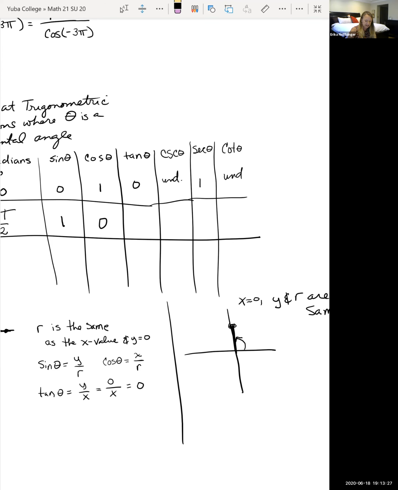Tangent is opposite, or y, which is 1 over 0, so this is undefined. Next week we'll see graphs of these, and we'll see that we have asymptotes there. Cosecant is 1 over sine, 1 over 1 is 1. Secant is 1 over cosine, 1 over 0 is undefined. Cotangent is x over y. X is 0, y is 1, 0 over 1 is 0.